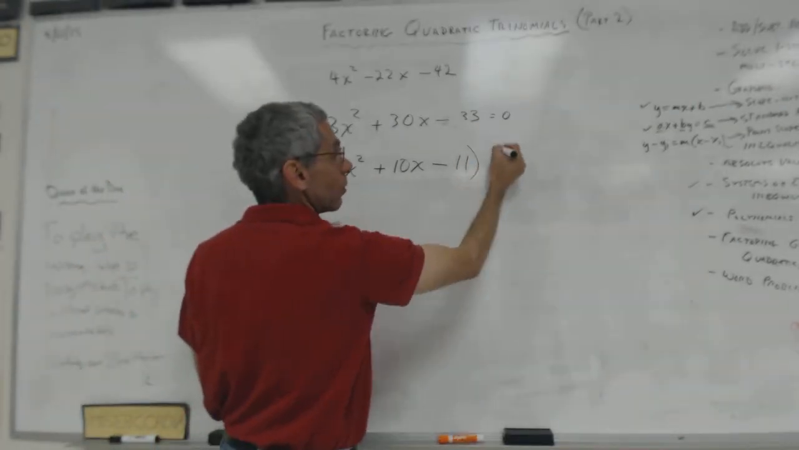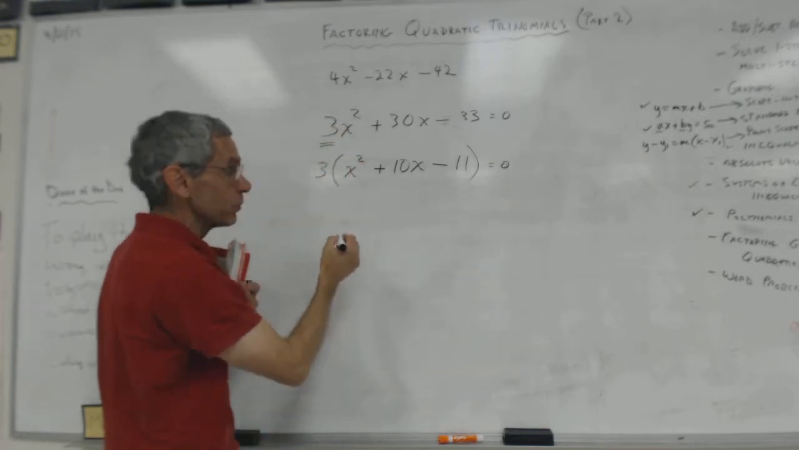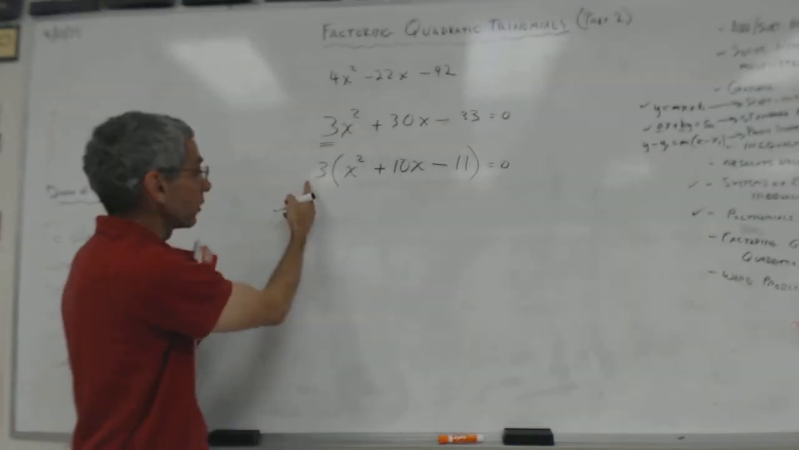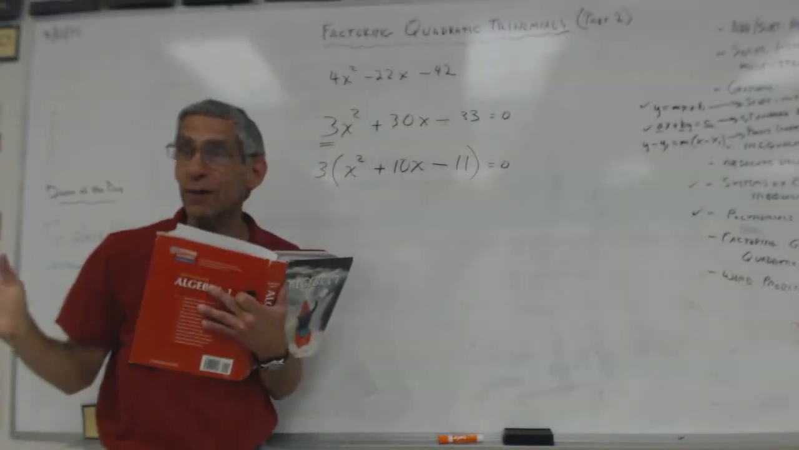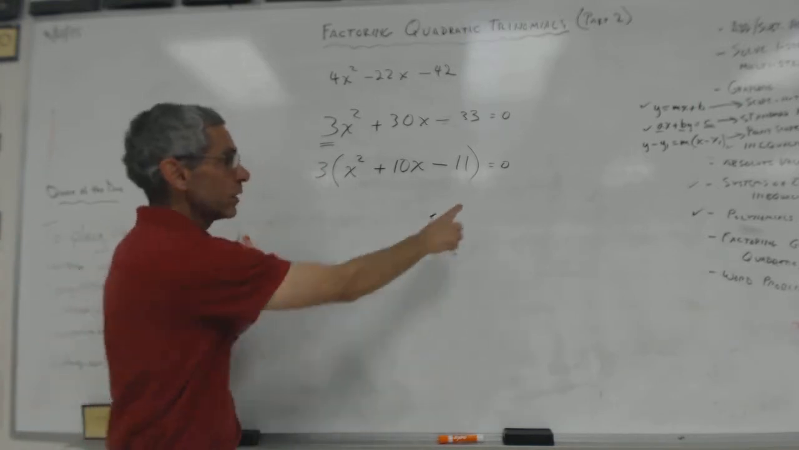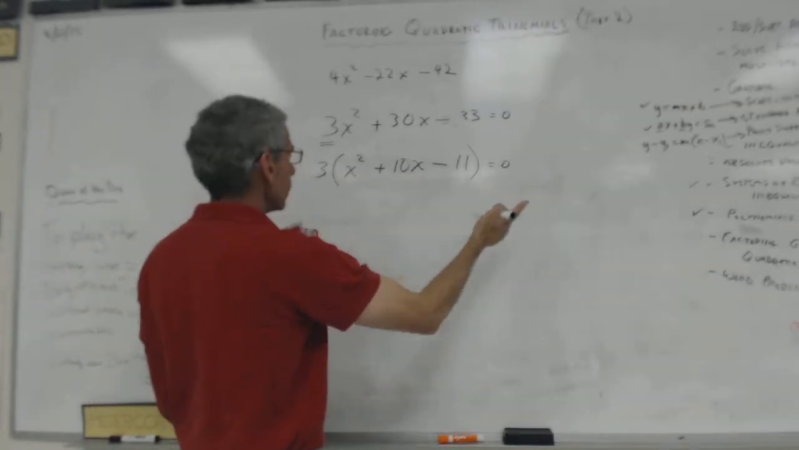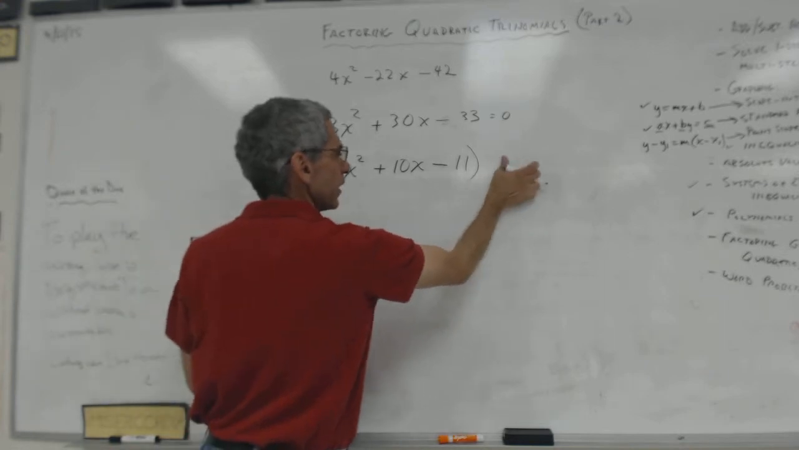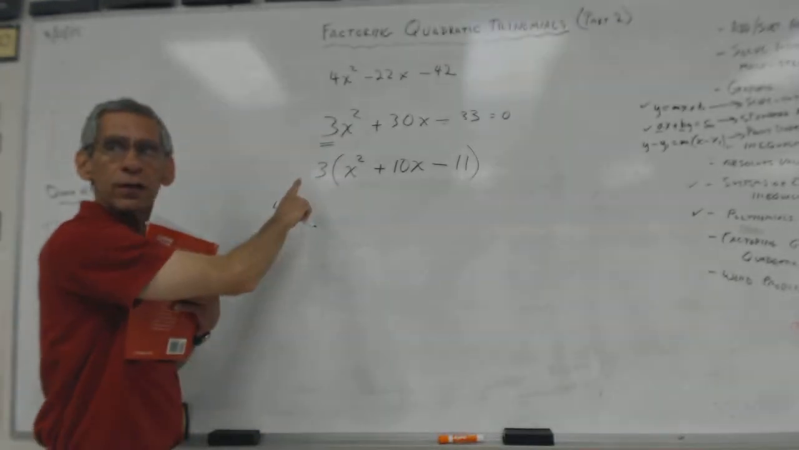Now, if it had said equals 0, then it would have been really cool because I could divide both sides by 3 and the 3 would disappear magically, right? Because 0 divided by 3 is just 0. So I could do that, but it doesn't say equals 0, so I have to leave it here.